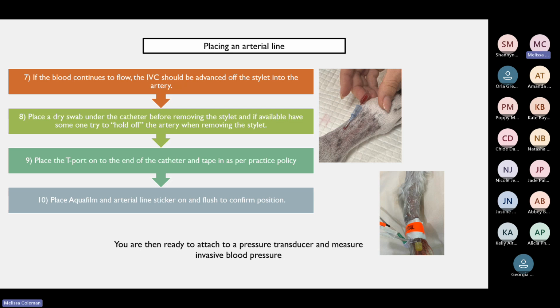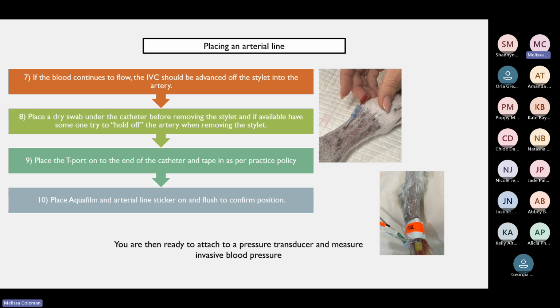If the blood continues to flow into the catheter, you can advance off the stylet. Place a dry swab underneath the catheter to keep it clean because that blood is going to come gushing out. You can try and get someone to hold it off. It's very unsuccessful usually. And then place the teapot on and tape as per your practice policy.